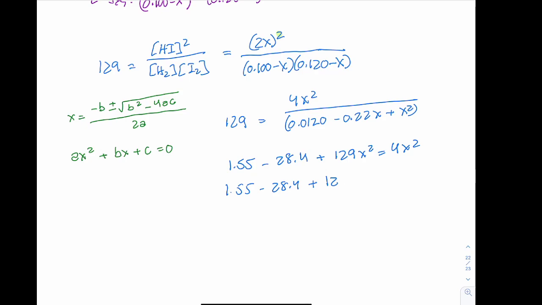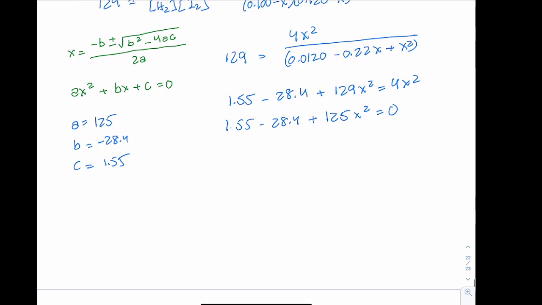$125, sorry. All right, so A is 125, B is negative 28.4, and then C is 1.55. So we are going to take those values and plug them into my equation.